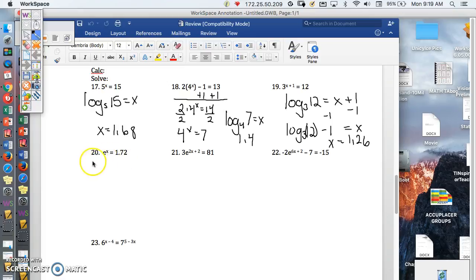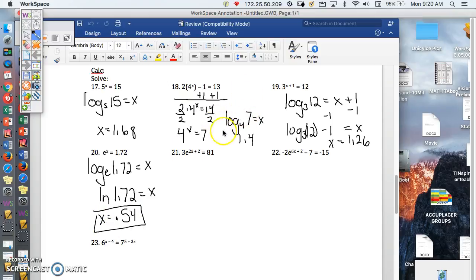This next one, if we rewrite it as a log, log base e of 1.72 equals x. Well, log base e is the natural log of 1.72, and we end up with 0.54.